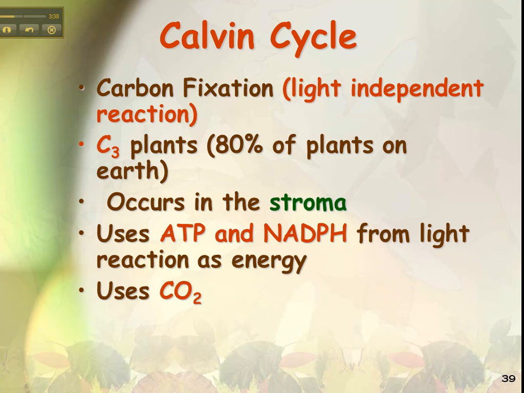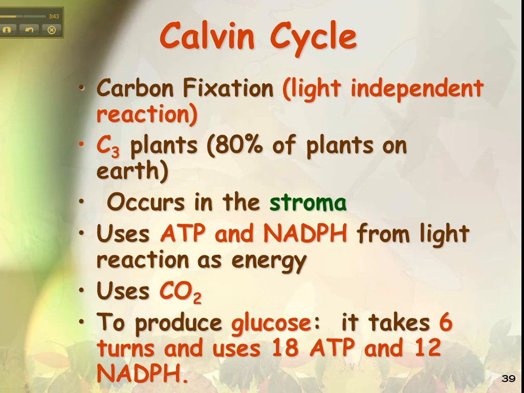It's going to use carbon dioxide, and it's going to produce glucose. So it's going to take 6 turns around it, which uses 18 ATP and 12 NADPH. So it takes a lot of ATP in order to make this.